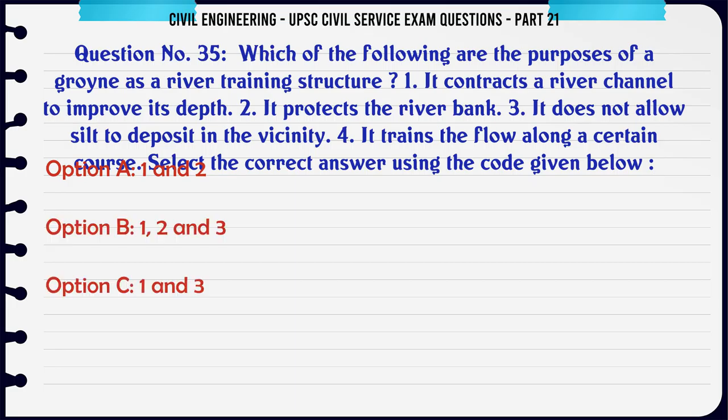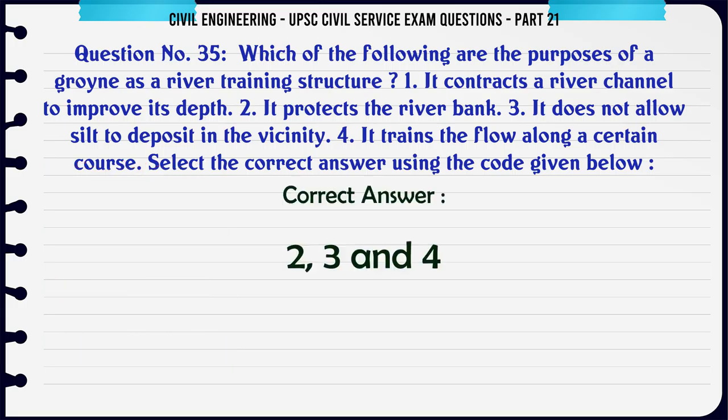1. It contracts a river channel to improve its depth. 2. It protects the river bank. 3. It does not allow silt to deposit in the vicinity. 4. It trains the flow along a certain course. Select the correct answer using the code given below. A. 1 and 2. B. 1, 2 and 3. C. 1 and 3. D. 2, 3 and 4. The correct answer is 2, 3 and 4.